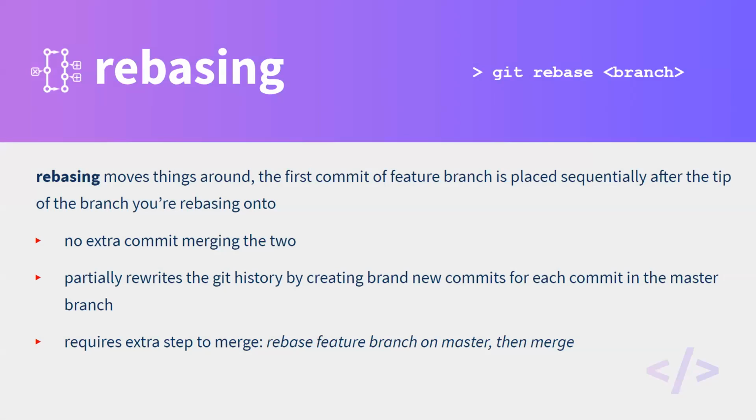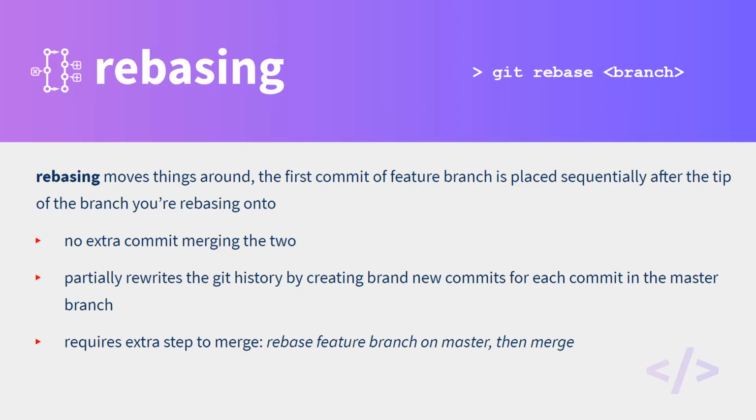Cool. So rebasing moves things around. The first commit of the feature branch is placed sequentially after the tip you're rebasing onto. The command is git rebase and then the branch name, pretty similar to git merge. And the benefit of this is that there's no extra commit merging the two.